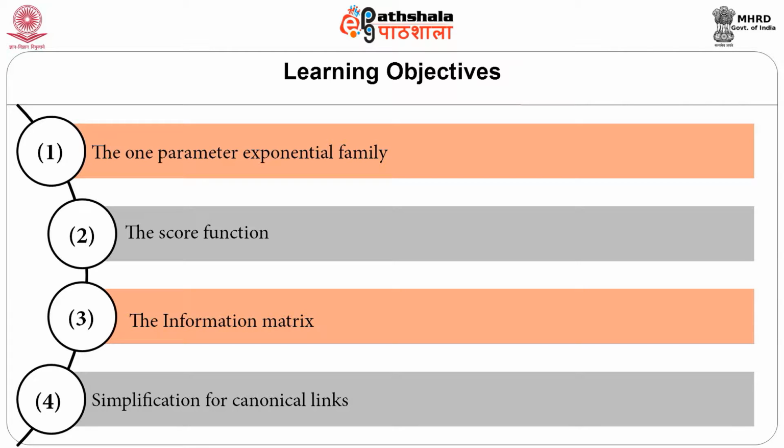The learning objectives for this module are: first, we will define the various components of the one-parameter exponential family. Second, we shall write out the likelihood for this family and define the score function. Third, we will find a general form for the information matrix. And finally, we shall see how the score function and the information matrix will simplify for the case where we have something called a canonical link.